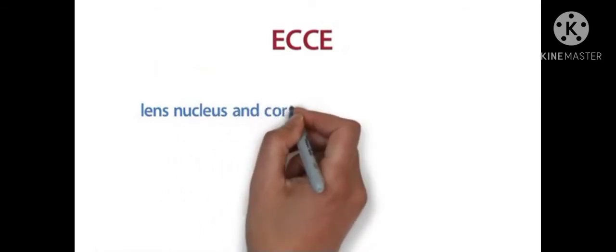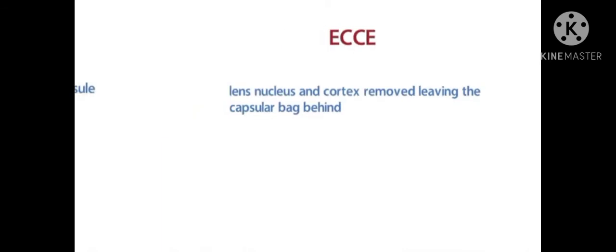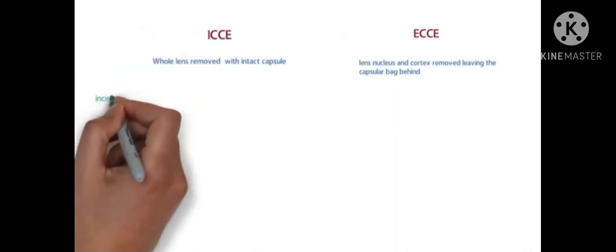In ICCE, the entire cataractous lens along with the intact capsule is removed. That is, both lens and capsule are removed. In ECCE, the lens nucleus and cortex are removed, leaving the capsular bag behind. And in ICCE, we are removing the whole lens with the capsular bag.